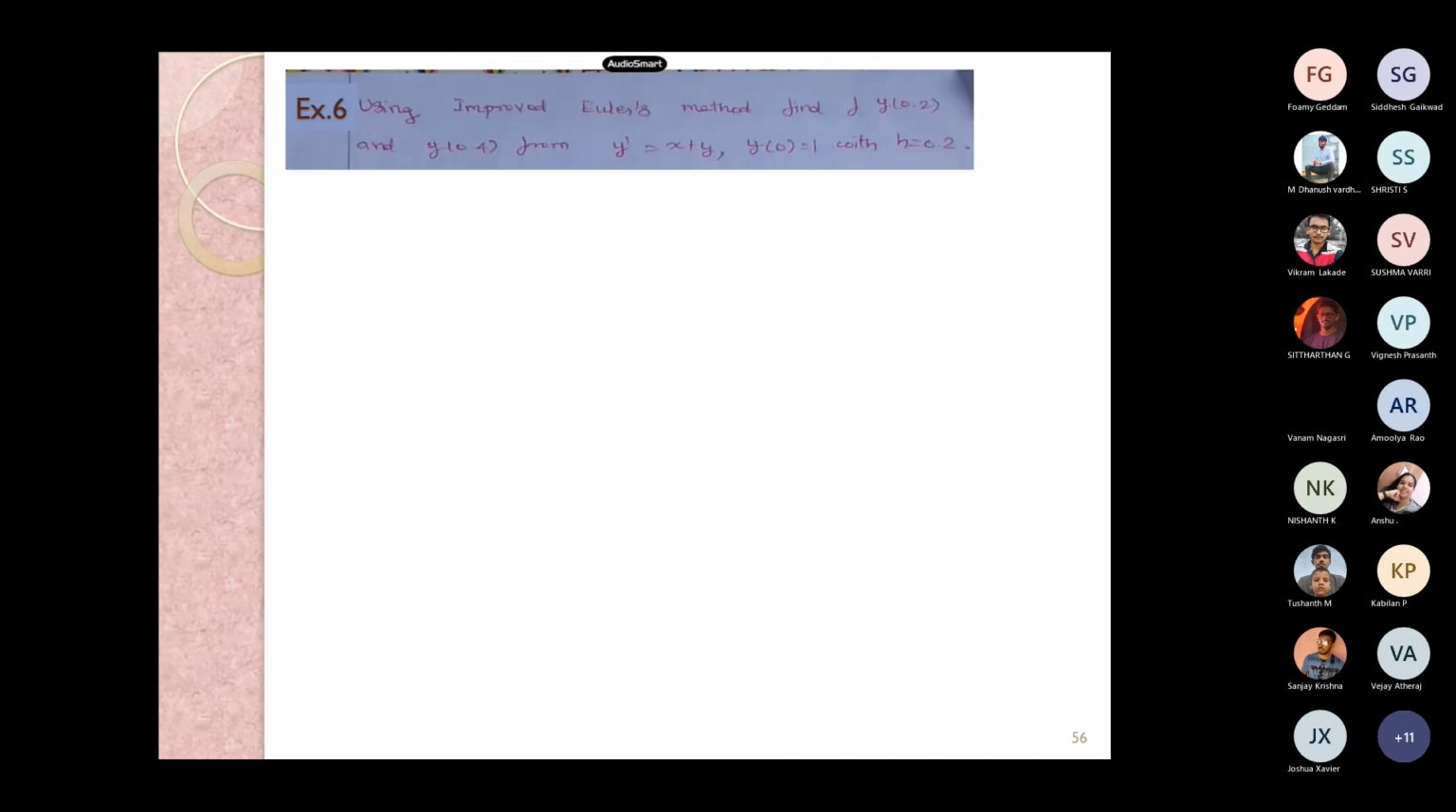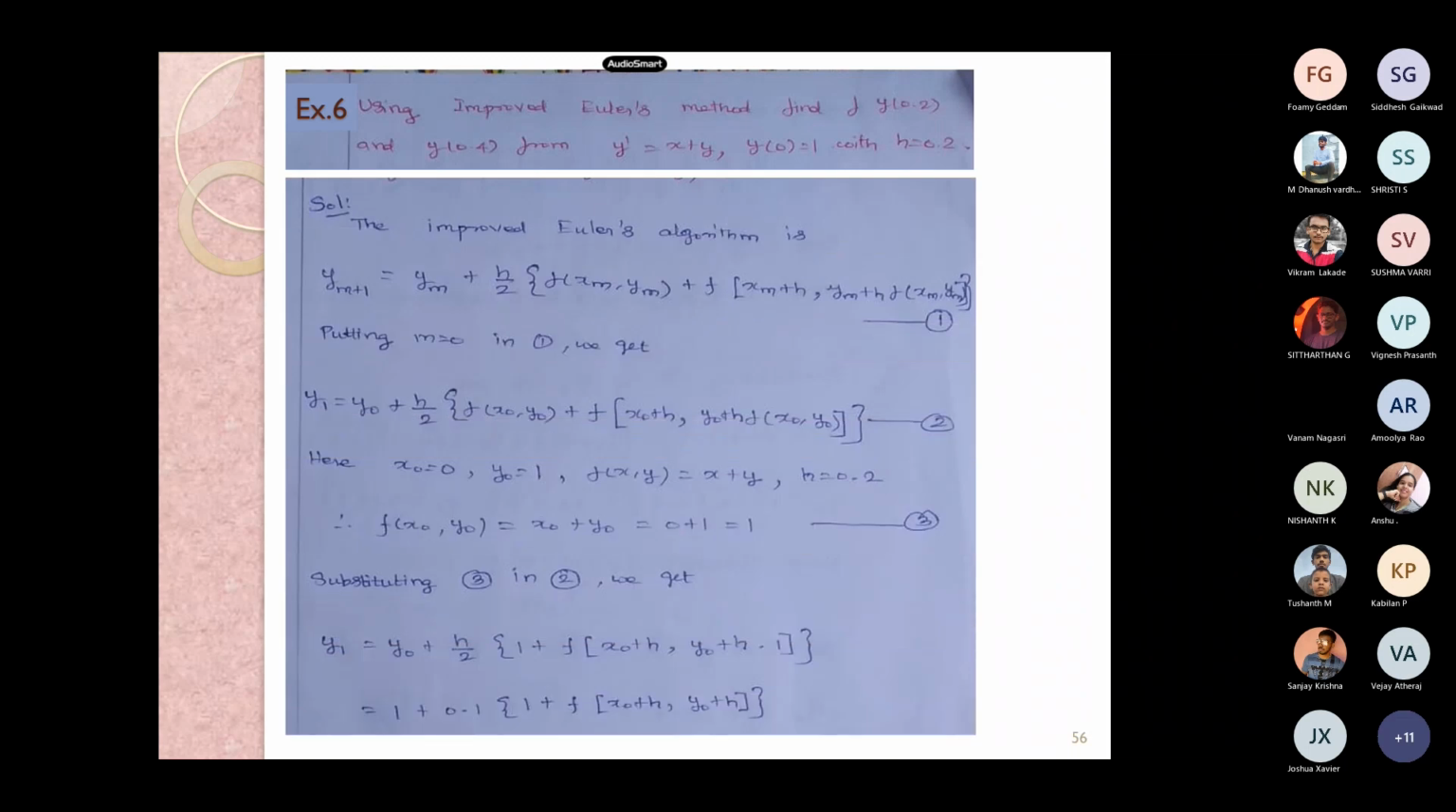Here we are concerned about improved Euler's method, and find y of 0.2 and y of 0.4 from y dash is equal to x plus y, when y of 0 is equal to 1 with h is equal to 0.2. Your interval is 0.2, x naught is equal to 0 and y naught is equal to 1. And this is the improved Euler's algorithm.